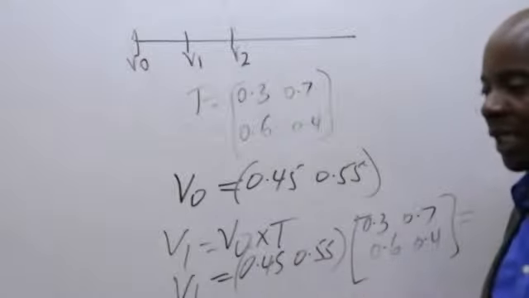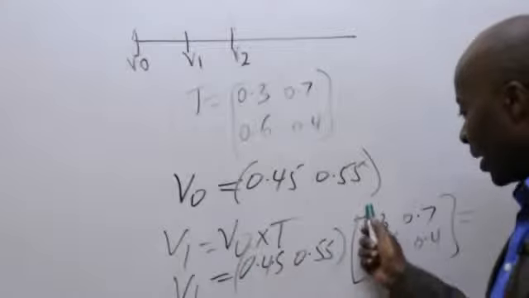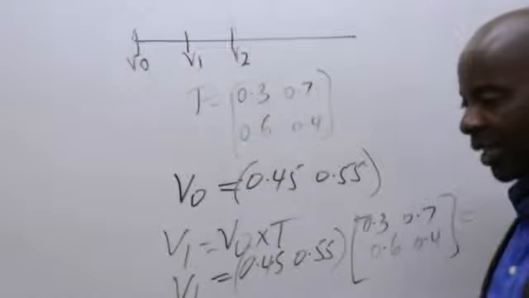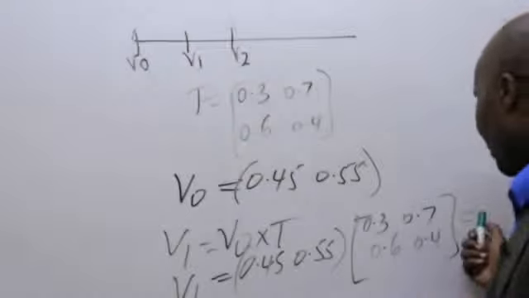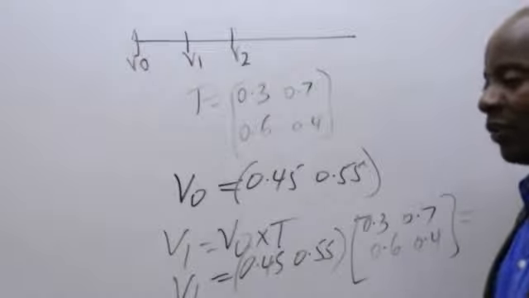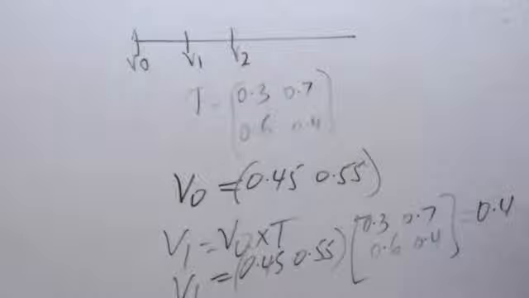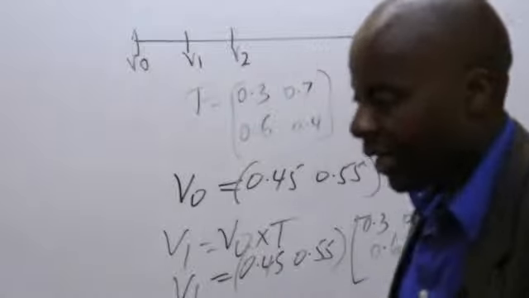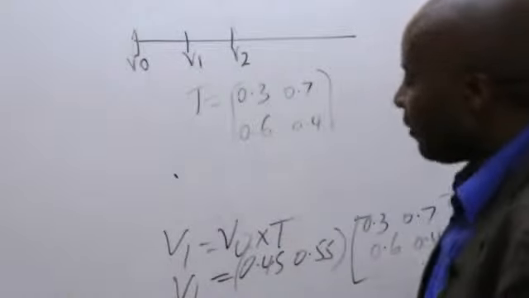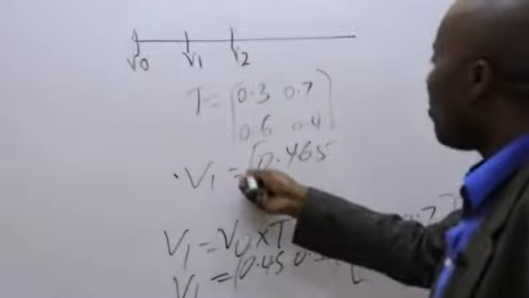Could you kindly give me this very fast? Vector 0 times the matrix gives vector 1. Now people are becoming tired. Please give me this first component here. What do we have? So we have 0.465. According to that, the first component of vector 1 is supposed to be 0.465. How about the second component?